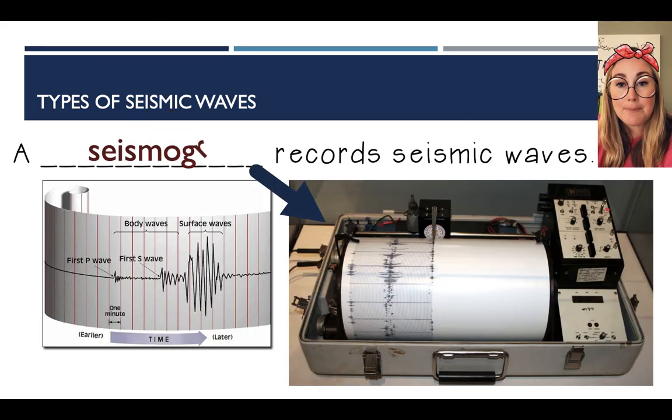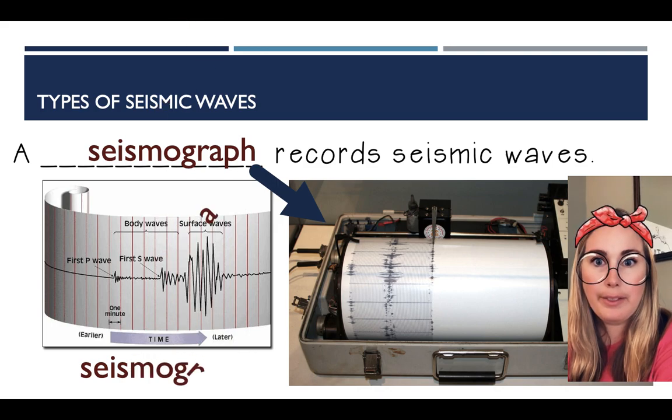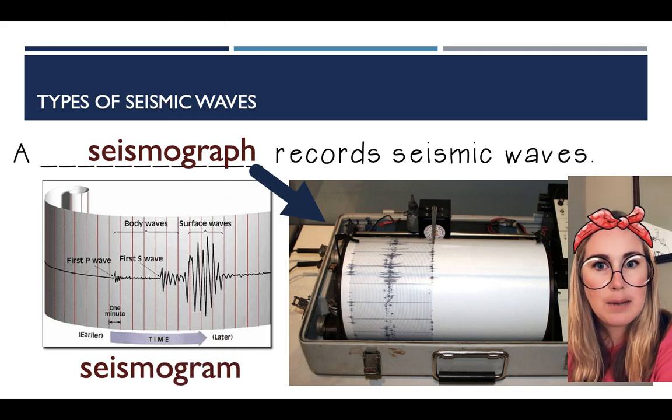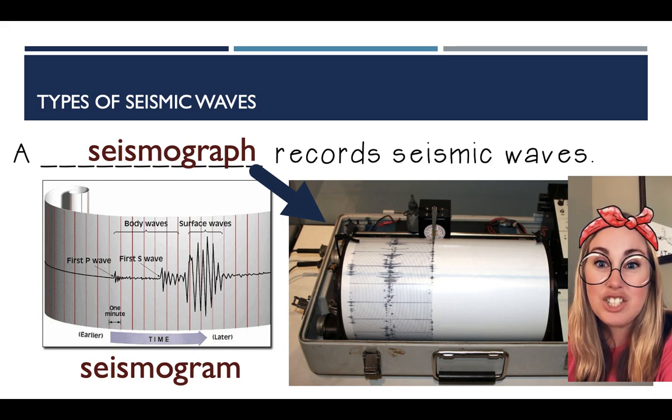Scientists use a seismograph to measure earthquake waves. Look at the seismogram on the left. That's the report that comes from the seismograph. You can see on the report that the first waves are the P waves, and as time goes by, you see the S waves, and then the big destructive surface waves.